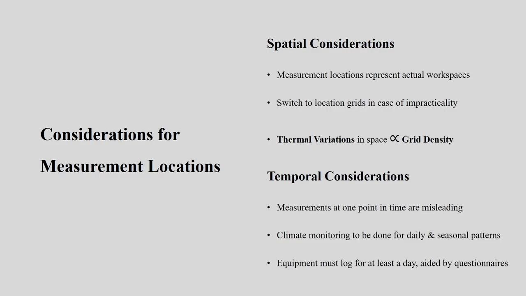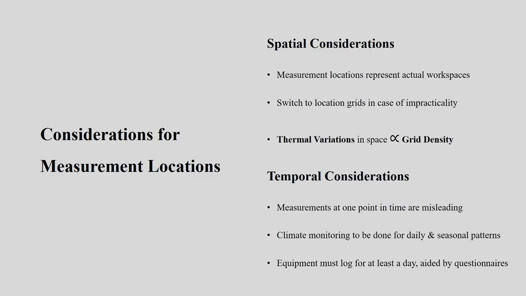So switch to location grids in case of impracticality. If you find that it is very difficult to measure, you just need to put it in a grid format, check those grid locations, and do the measurement. So thermal variation in space is quite equivalent to the grid density.